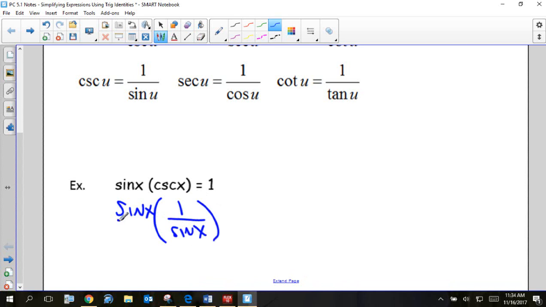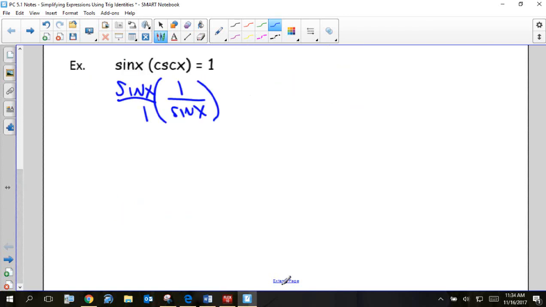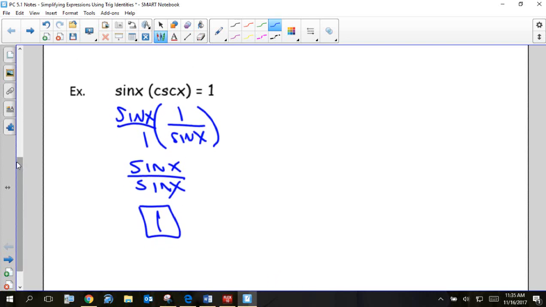And then sine x is over 1. What happens when I multiply those together? They cancel out and I get what? 1. So then we just proved that this is true by showing our steps.